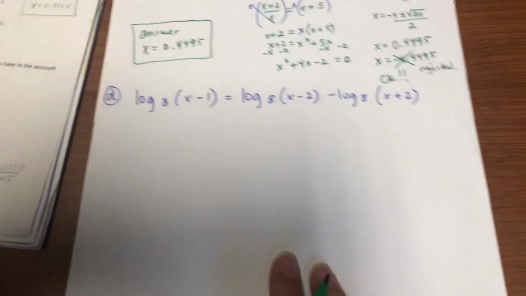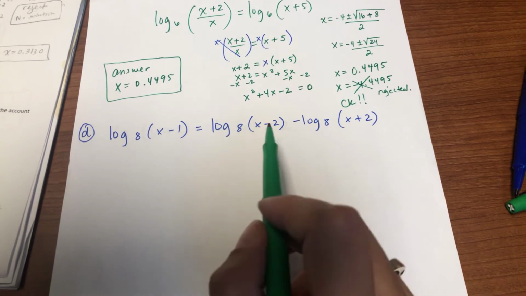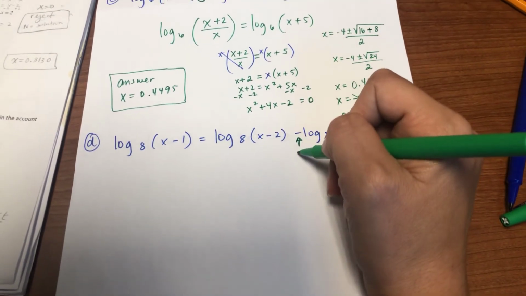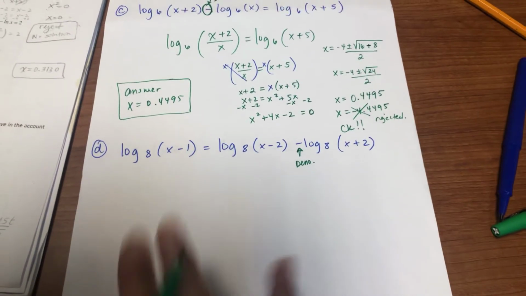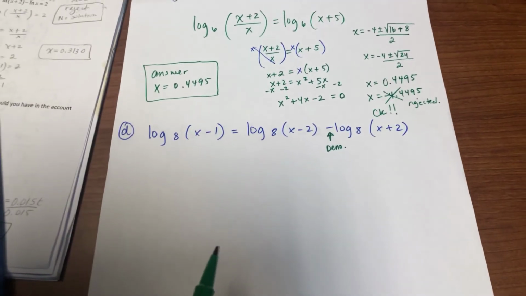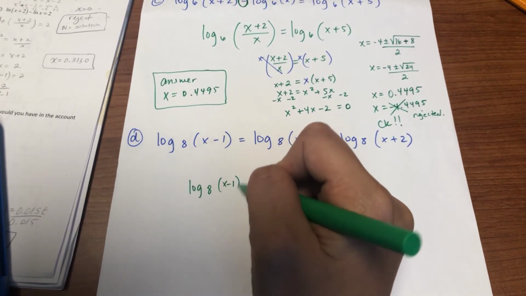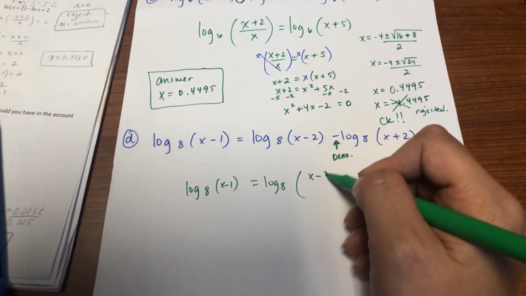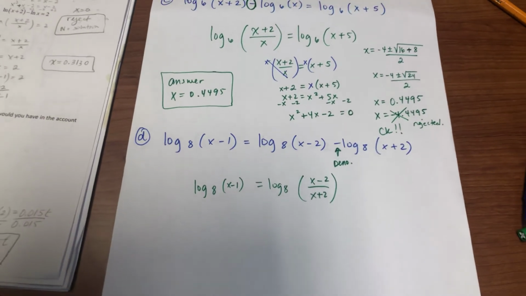Okay, let's take a look at D. Again, we have multiple logs here. We can't just set these equal to each other. We have to condense. And again, that's going to be code for a denominator. So this problem feels extremely similar to the first one, but I'll go ahead and do it. Log base 8 of (x minus 1) equals log base 8 of, now in parentheses, (x minus 2) over (x plus 2), because this is a condensed problem.